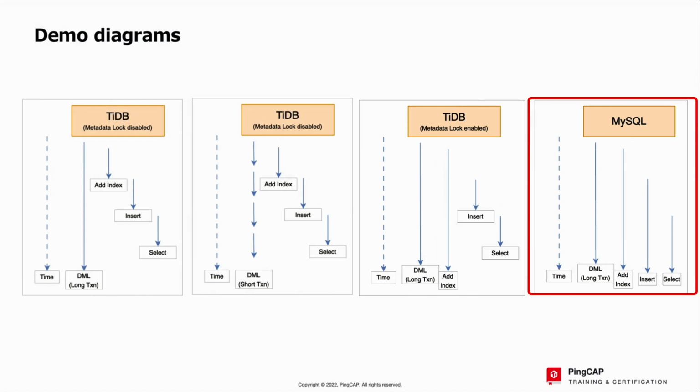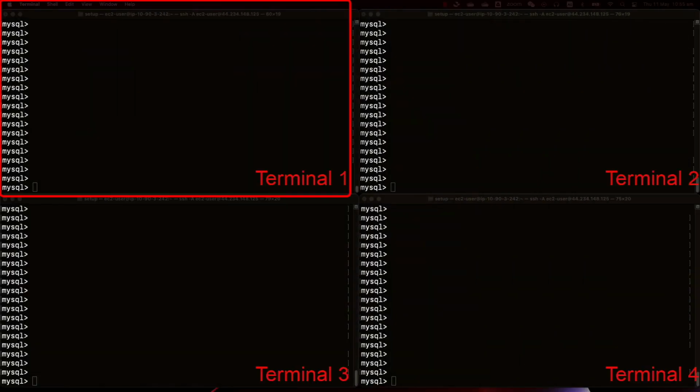Lastly, let's look at what would happen in MySQL. Unfortunately, MySQL cannot handle this kind of situation very well. As long as the first transaction does not commit, the adding index request, as well as all the following DML requests will be blocked. If there are a huge number of client requests, the thread pool may be exhausted. Let's look at the demo.